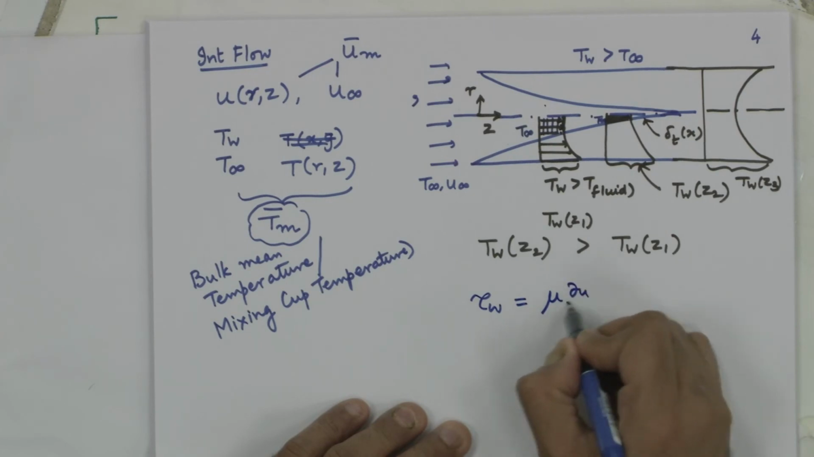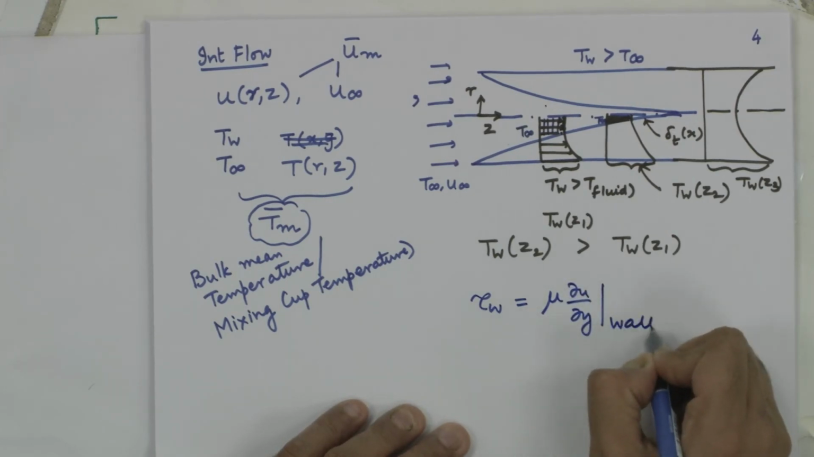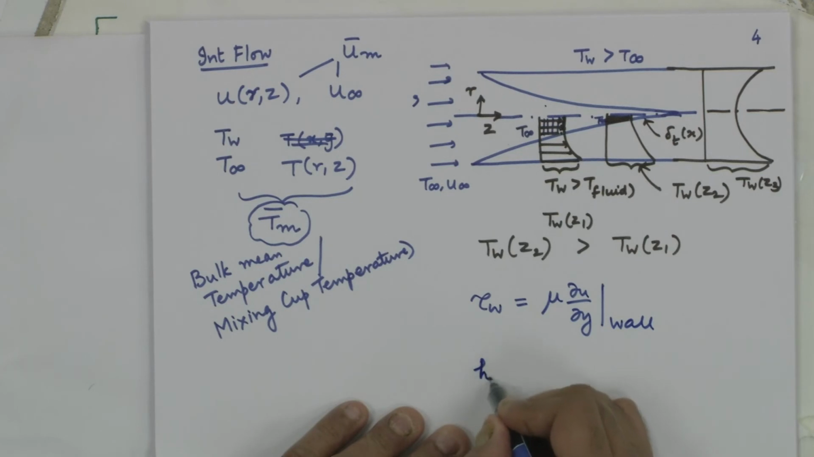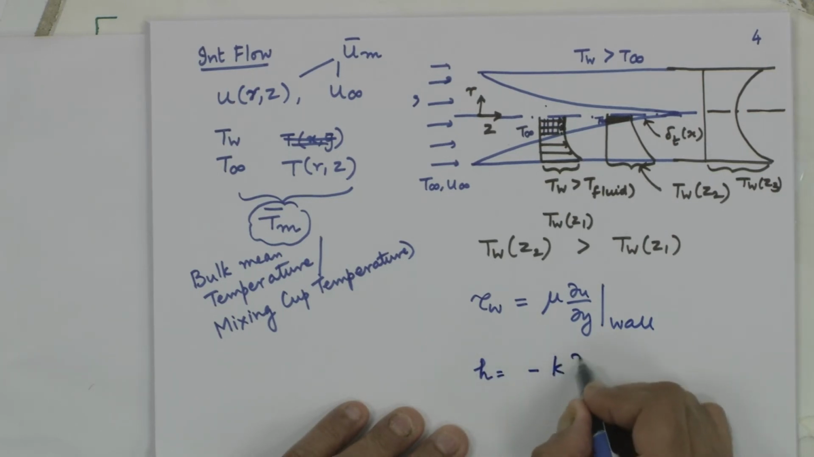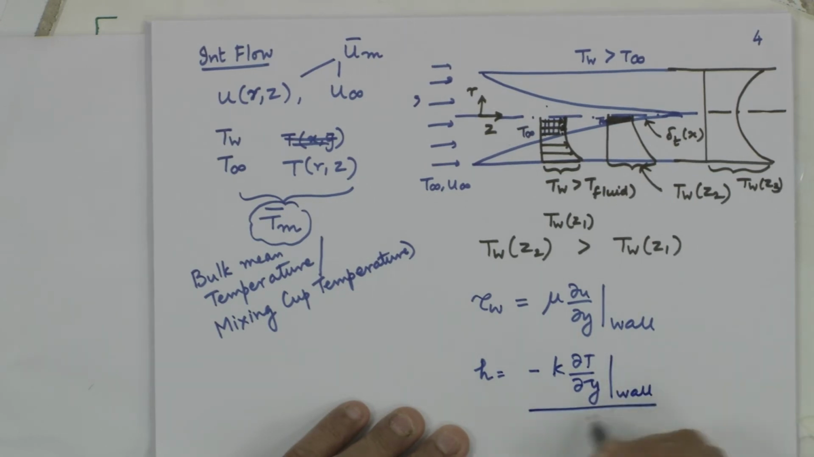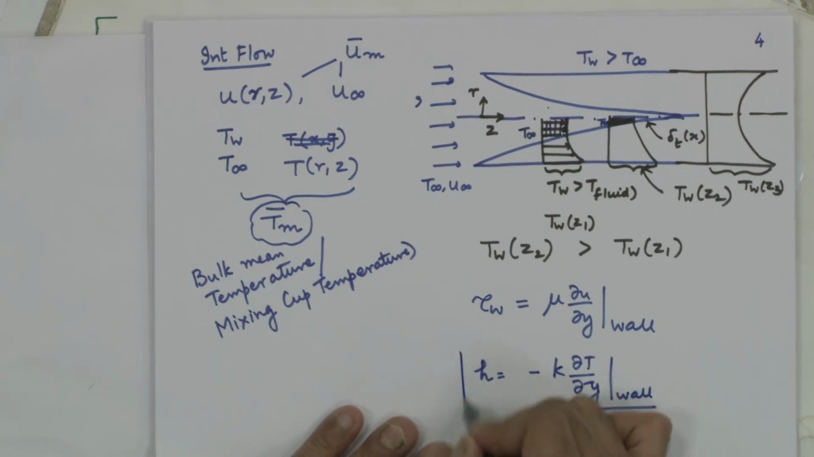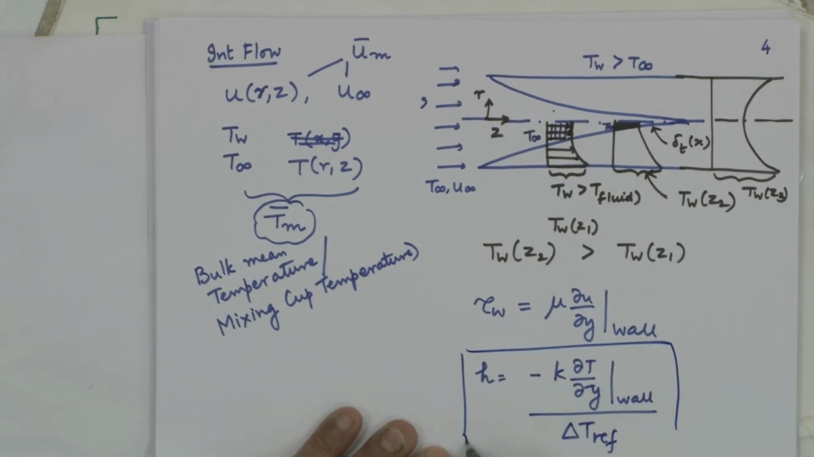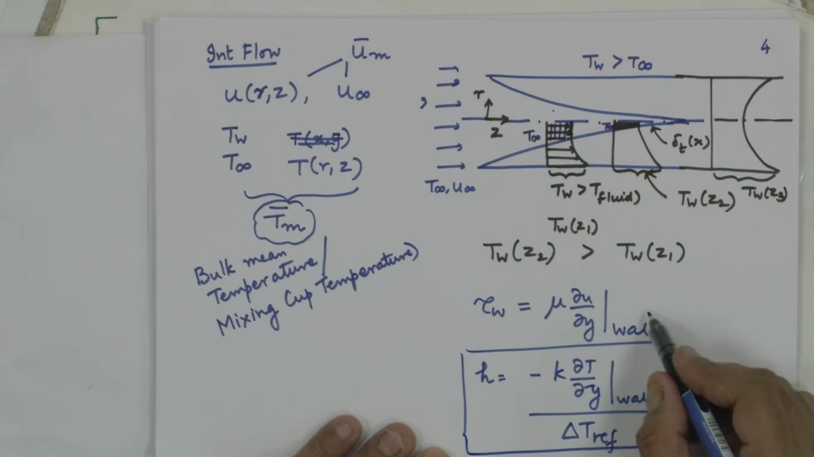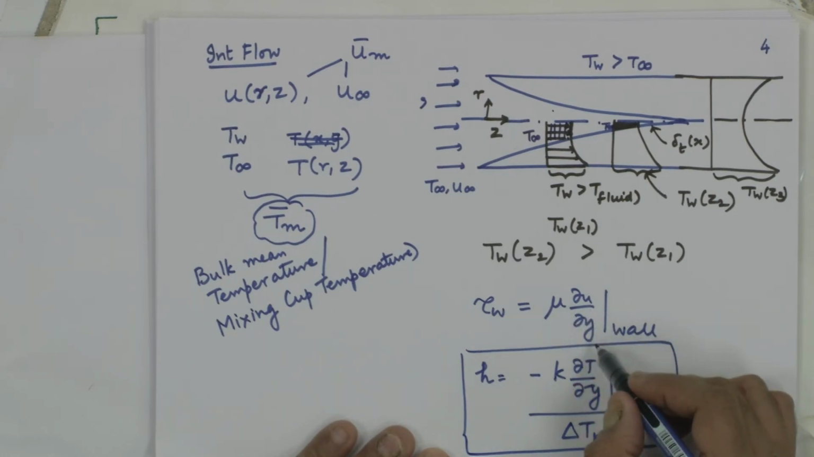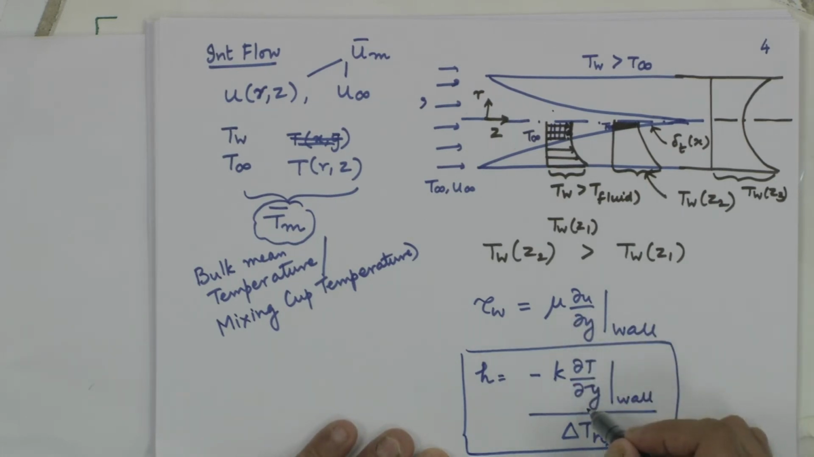Profiles, temperature distribution, velocity distribution are all needed in order to define quantities like wall shear stress, which is nothing but mu du by dy at wall. Similarly, we have what is called the heat transfer coefficient, which is going to be defined as minus k dT by dy at the wall divided by some delta T reference. So this definition is analogous to what you had in fluid mechanics for wall shear stress, mu du by dy, k dT by dy. Okay.